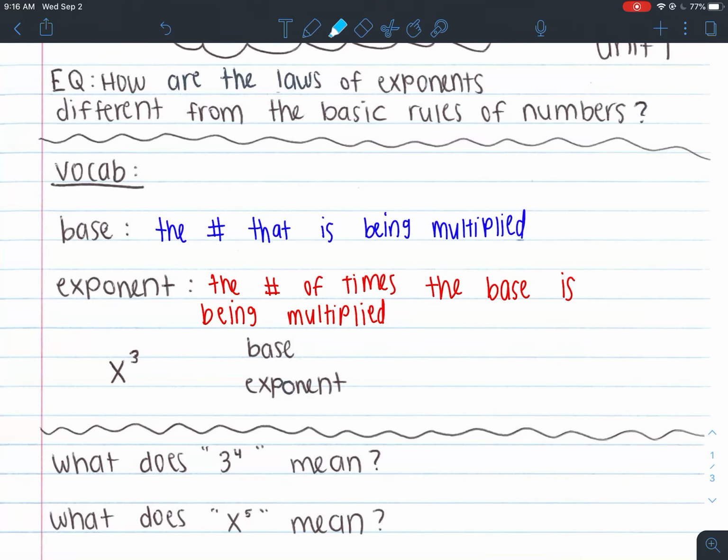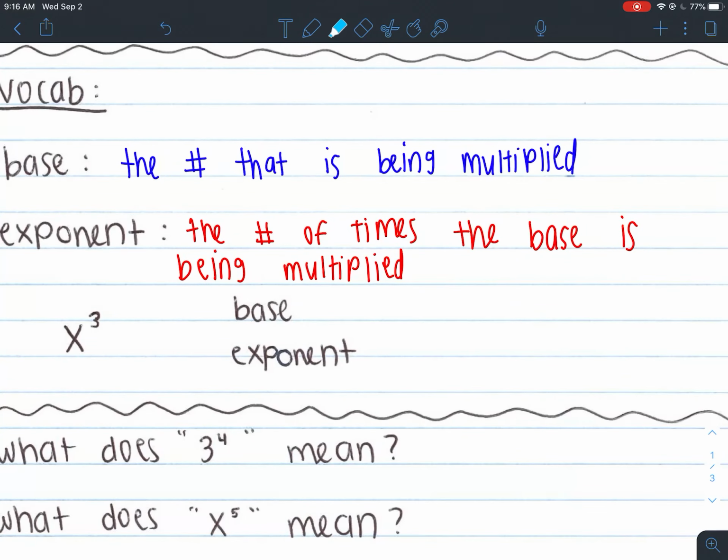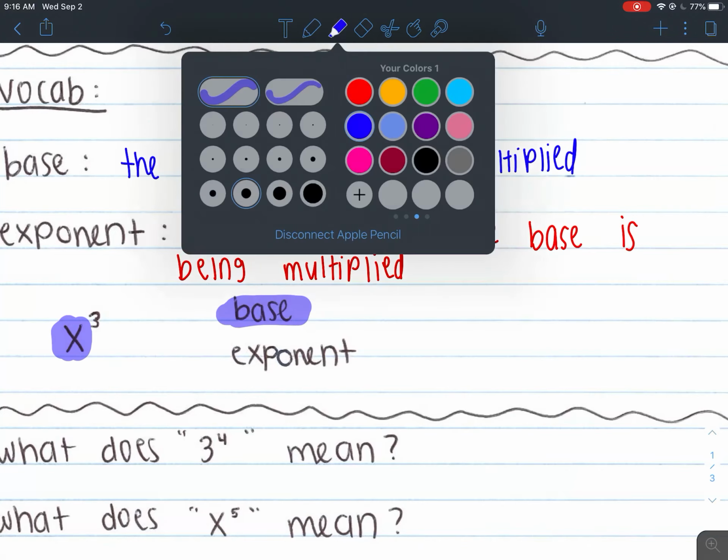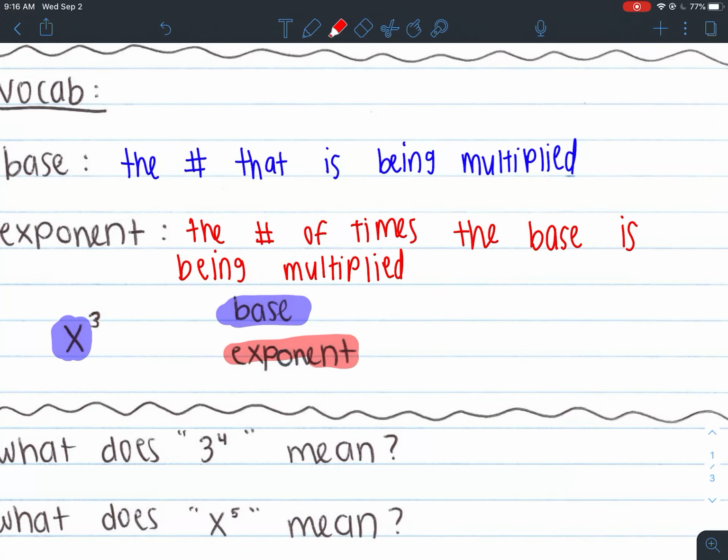So for example, we have x cubed here. I'm going to go ahead and identify the base. The base is the number that is being multiplied, so in this case, it would be the x. That's the thing that you're multiplying over and over again. And then the exponent part tells you how many times it is being multiplied. So the 3 is the exponent here. You're taking x and multiplying it 3 different times. So remember, x cubed means x times x times x.